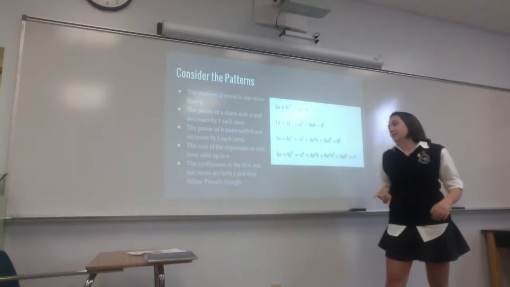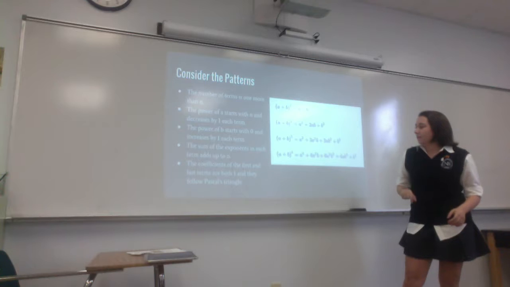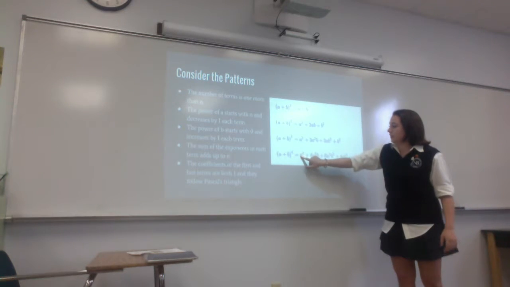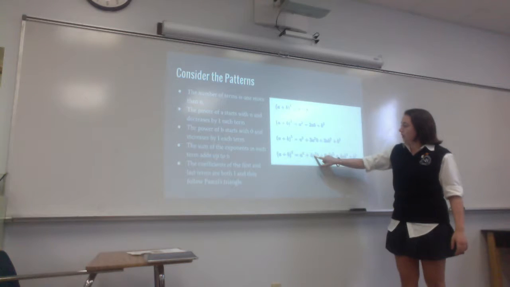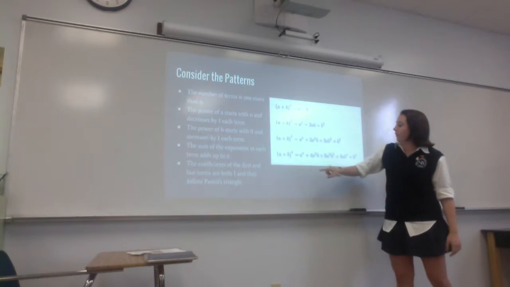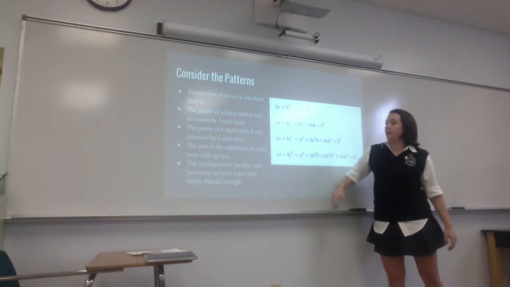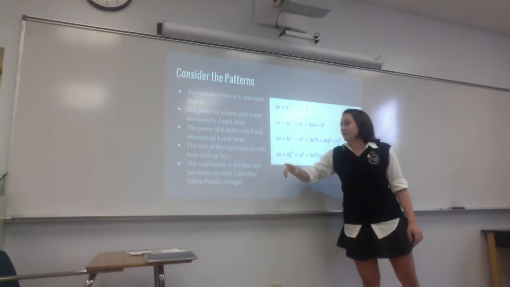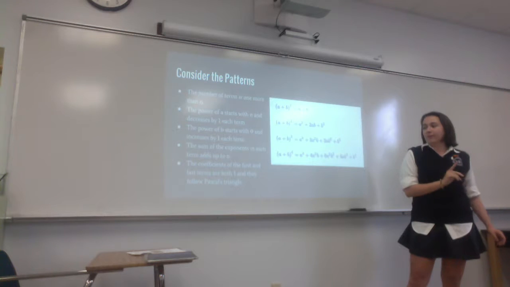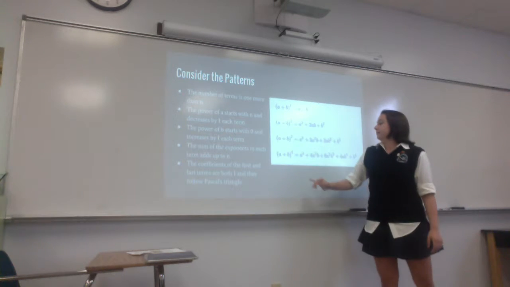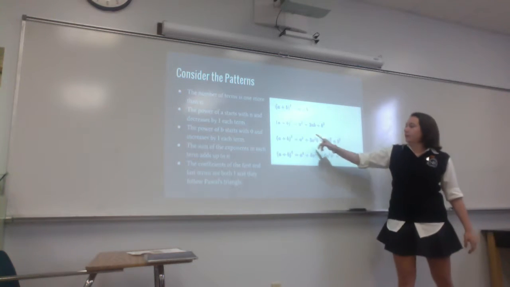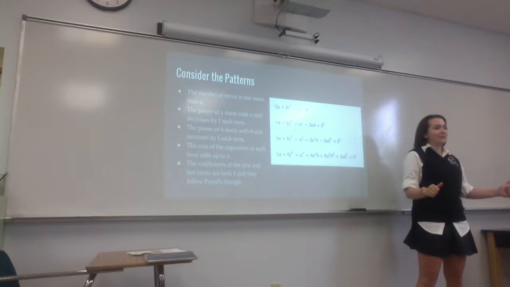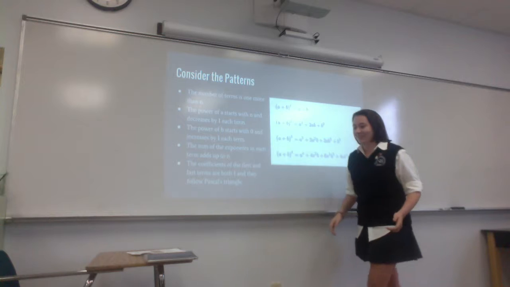And then the sum of the exponents in each term adds up to n. So if I add up the exponents in here, n is 4, so it's going to equal 4. So 3 and 1, 4. 2 and 2, 4. Make sense? And then the coefficients of the first and last terms are both 1, and they follow Pascal's triangle. So here and here it's 1, the first and last terms of each. Everyone understand the patterns? All right, we can get started.